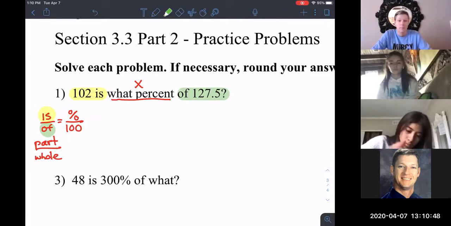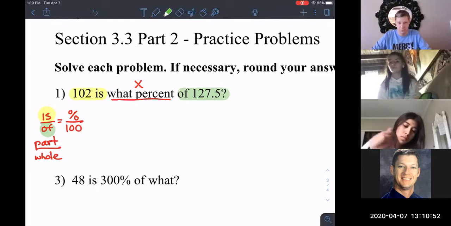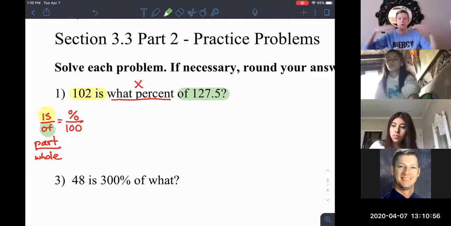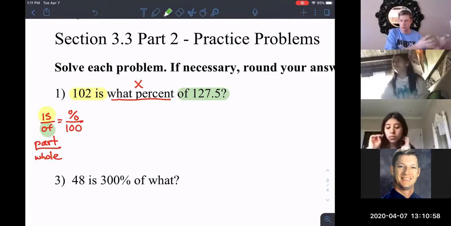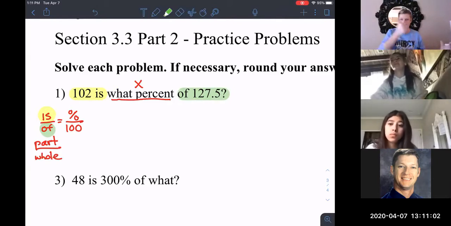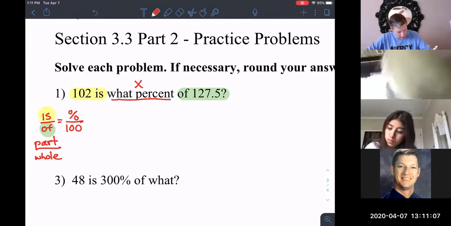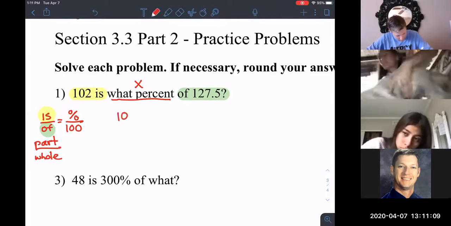So basically we're trying to find what percentage 102 is out of 127.5. So 127.5 is the whole thing. 102 is part of that whole thing. Does that make sense? We're good? Okay.